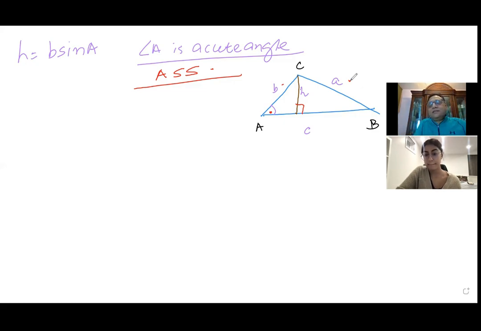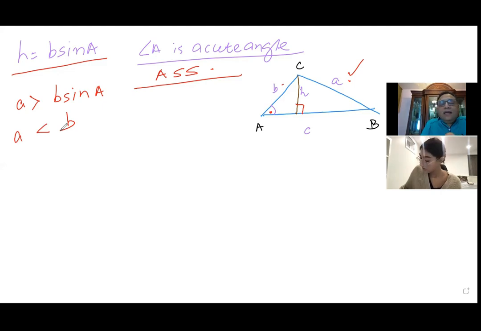Yes. So we look at it like this. The first thing is to find the minimum length of that third side which will form a triangle. That is the height of the triangle, correct? So the height of the triangle is b sine a. So we come to a conclusion that a should be greater than b sine a. The second condition is that a should be less than b. In that case, we form two triangles.